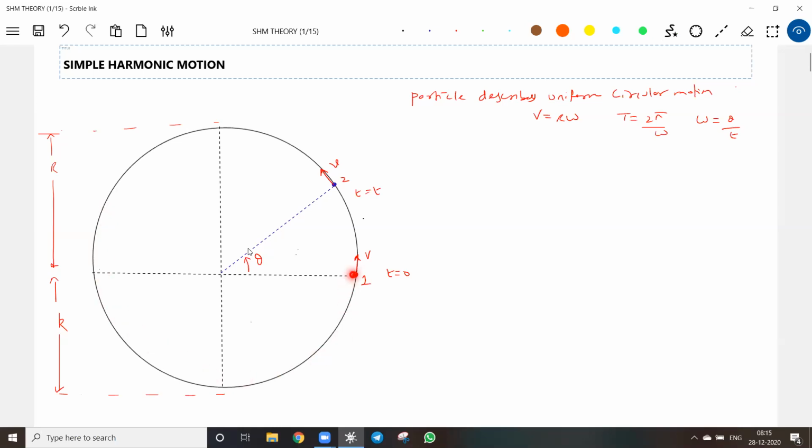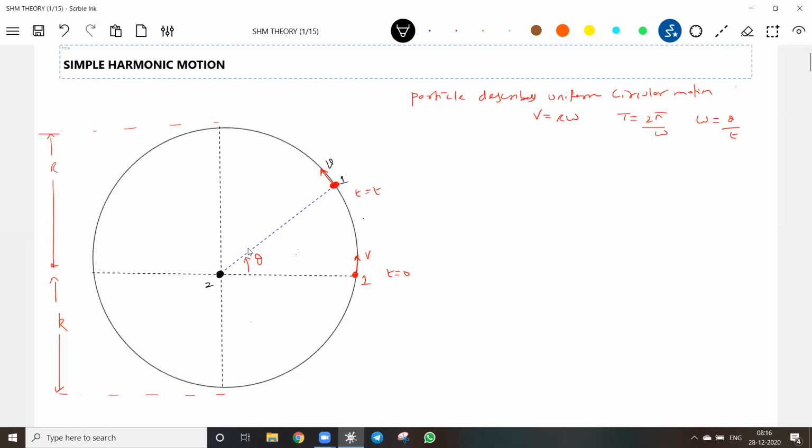Okay, let me go for its projection along the y-axis. When particle 1 is here, what is its projection along the y-axis? So it will be here. There's a one only. Its projection. Let me take a particle. I'm putting a black dot. There's a red dot. Try to follow this. Okay, there's a black dot. So what is this? There's a projection.